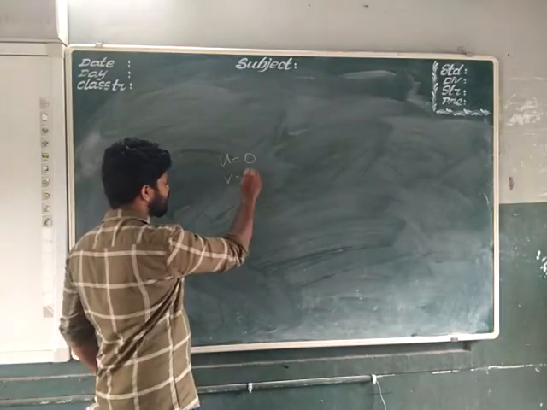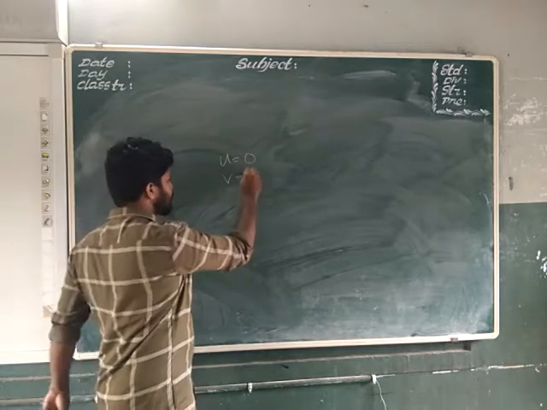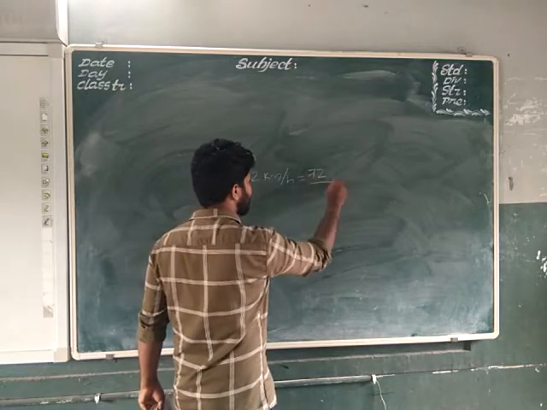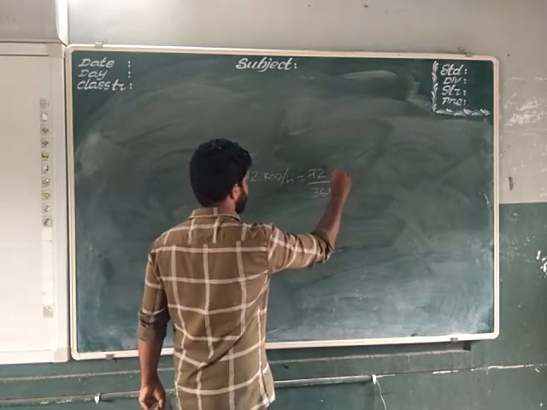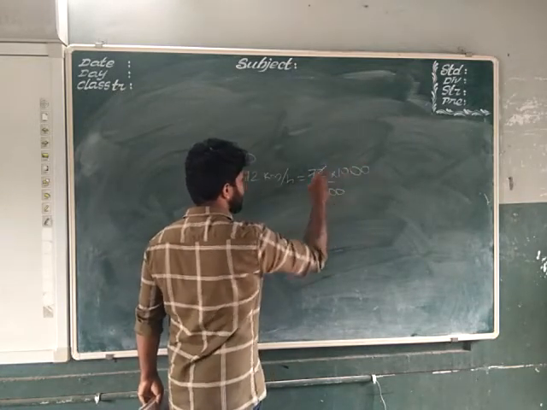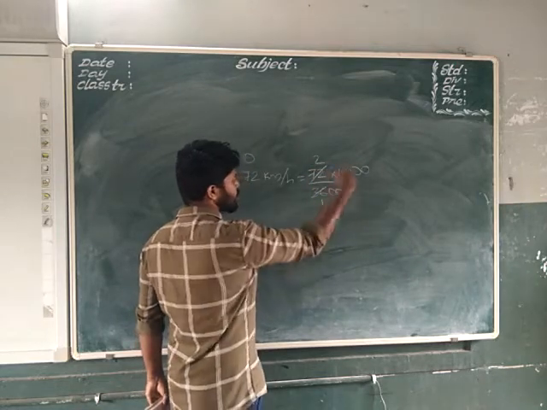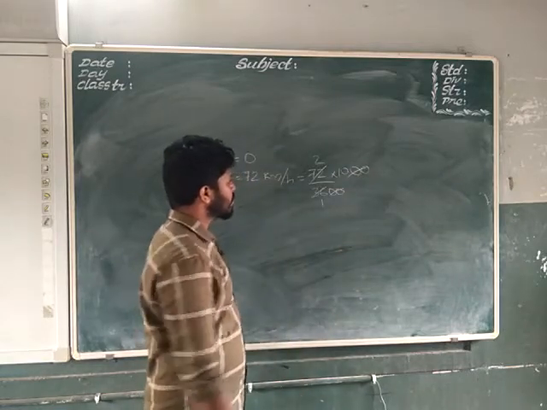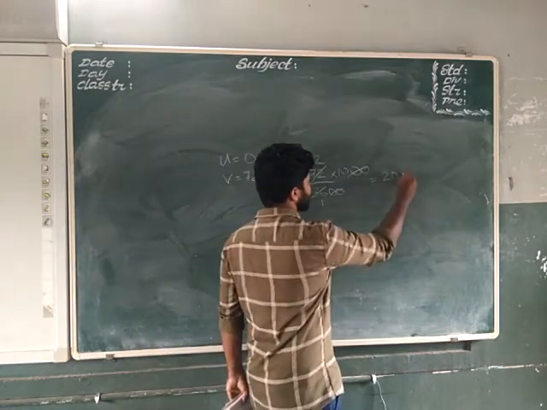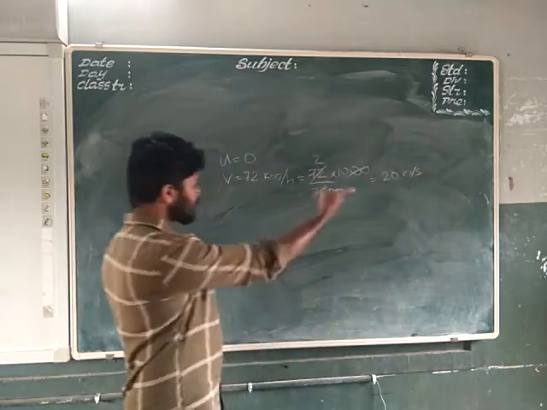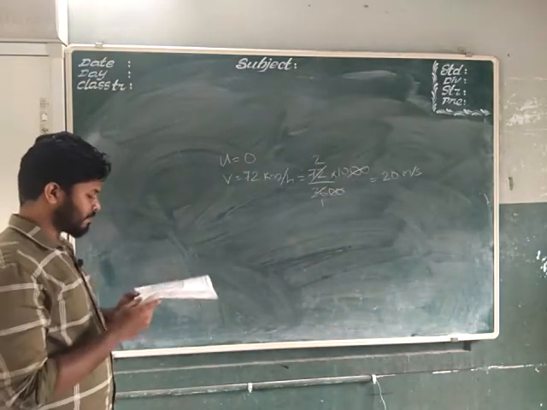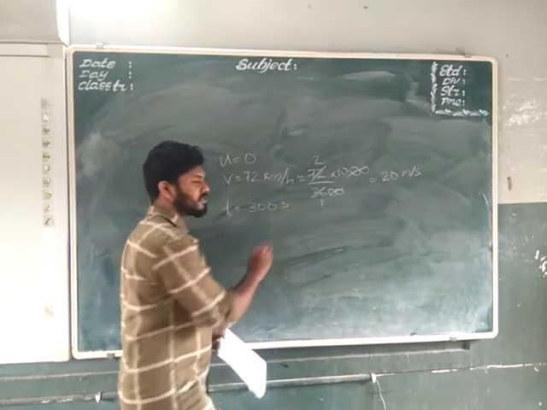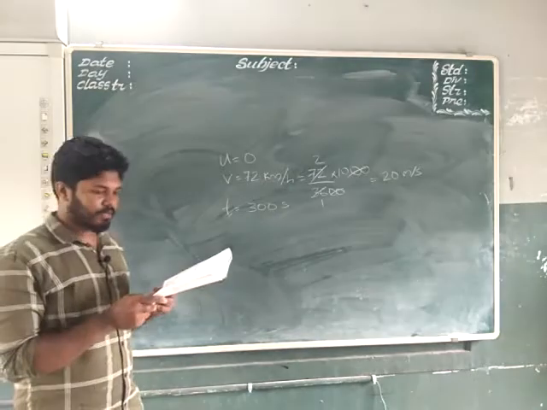Final velocity v equals how much? 72 km per hour. It's easy to solve because 72 can be cancelled with 3600. It's 2 times 1000, 2000 by 100, so it becomes 2 into 10, 20 meter per second. So we converted v into meter per second form. In 5 minutes, so t is equal to 300 seconds. Directly write 300 seconds, as it is given in minutes.